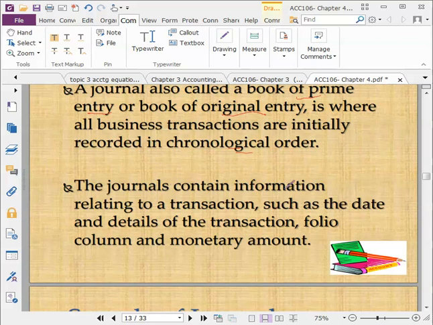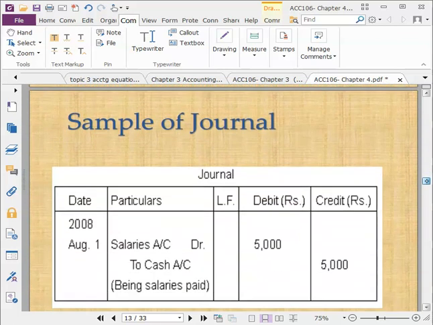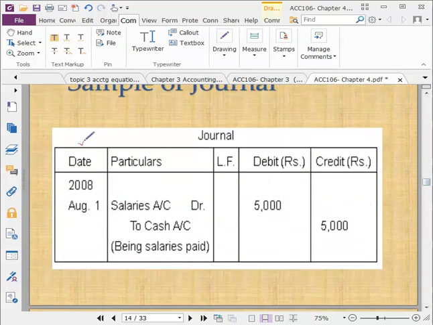Okay? The journal contains information relating to a transaction such as the date and the detail of the transaction, folio column and monetary amount. Okay, itu journal. Sample of journal macam ni. Dia ada date, particular, debit and credit. Okay, this is sample for general journal.